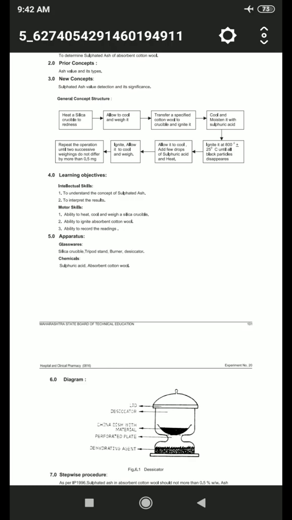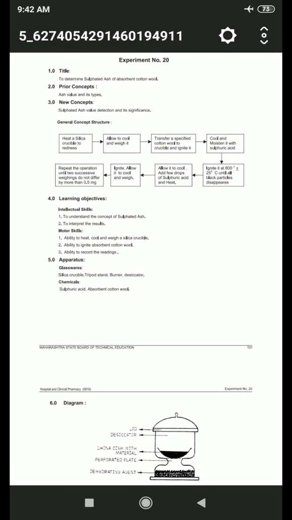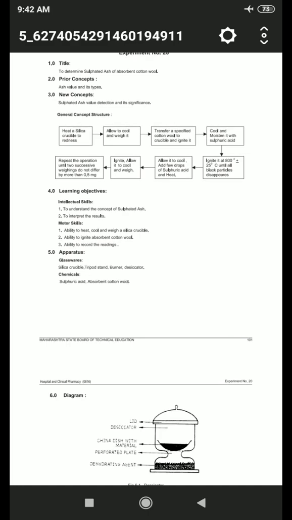Okay, then second is acid insoluble ash value. It is used for the determination of earthy matter present on the roots, rhizomes and also on the leaves. Then crude drugs contain calcium oxalate. The amount may vary depending on the environmental condition.